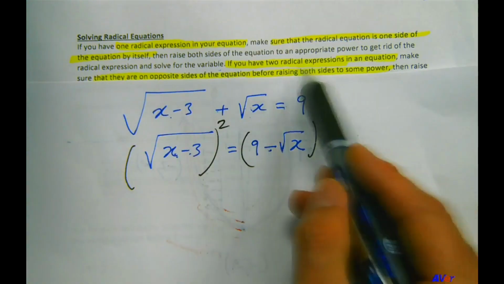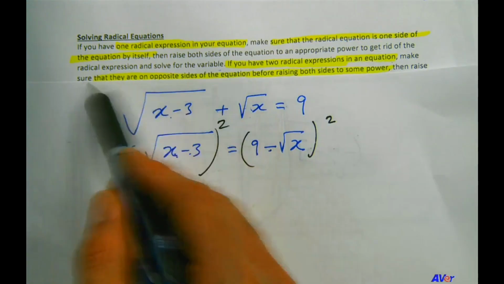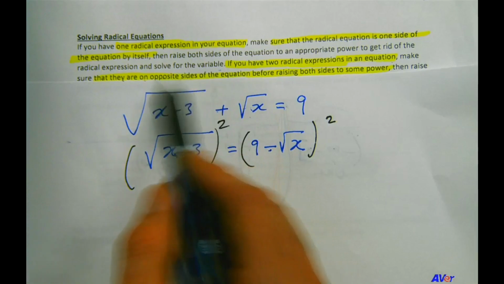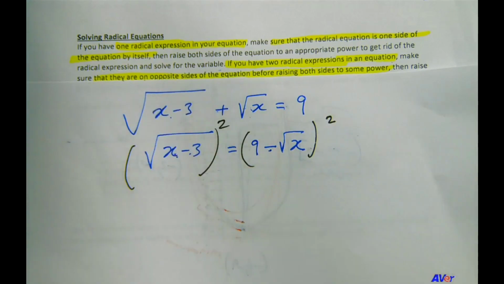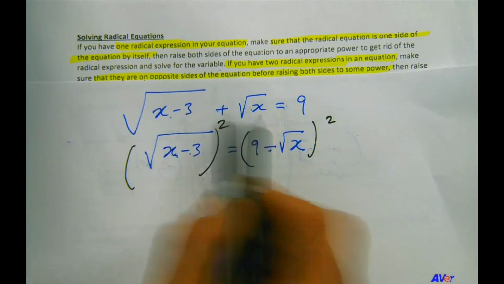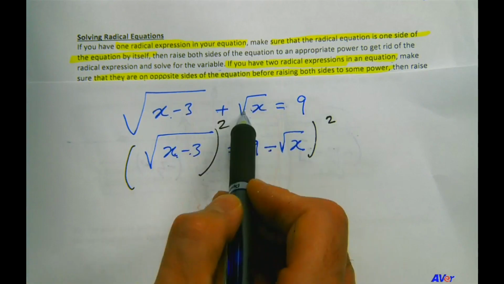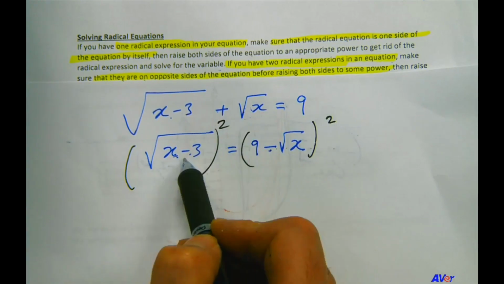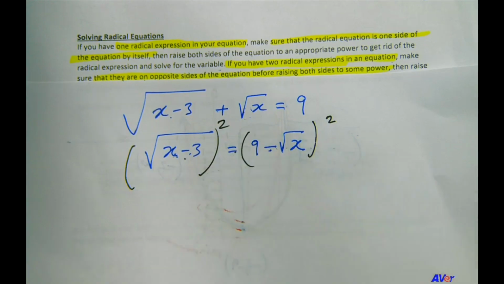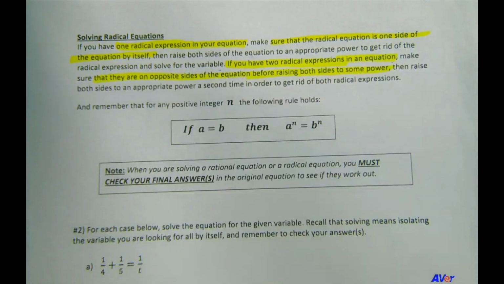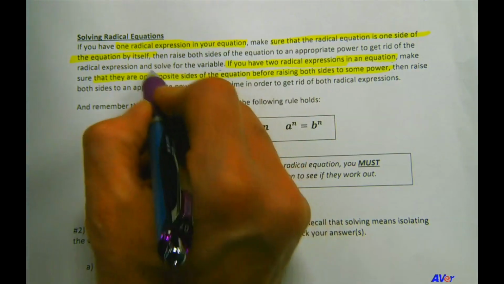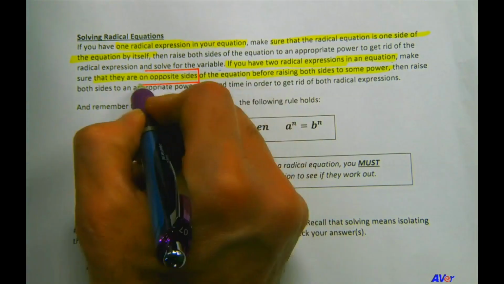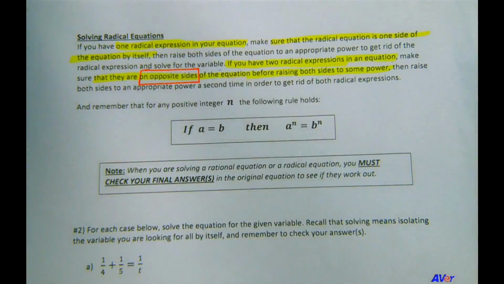If you have two radical expressions in an equation, make sure that they are on opposite sides. Okay? That's what I did. I moved this to the other side. So the radical expressions are on opposite sides of the equality. Okay? So this is pretty critical. Opposite sides. Like that. Okay?